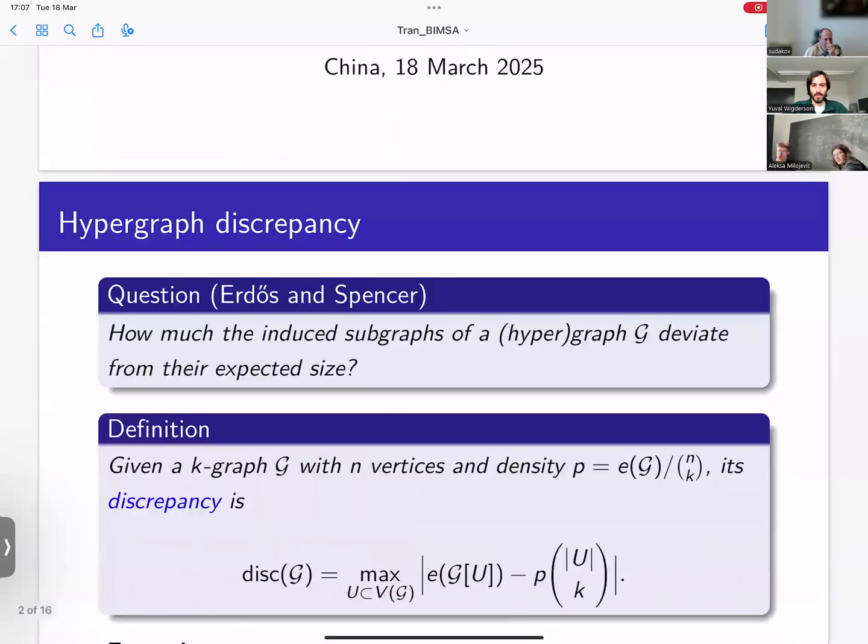Let me start very briefly with the history of the problem, and then I will state our contribution, our main result, and then maybe give you a sketch of the proof, and at the end I will mention some open problems.